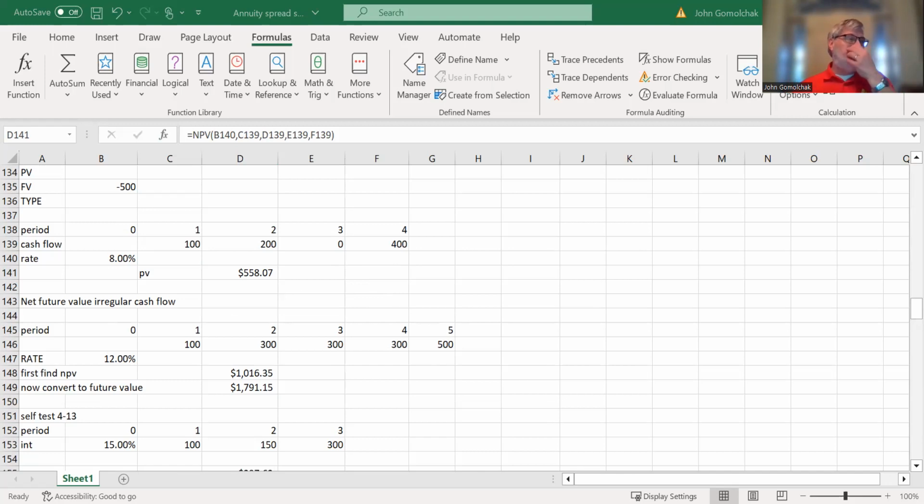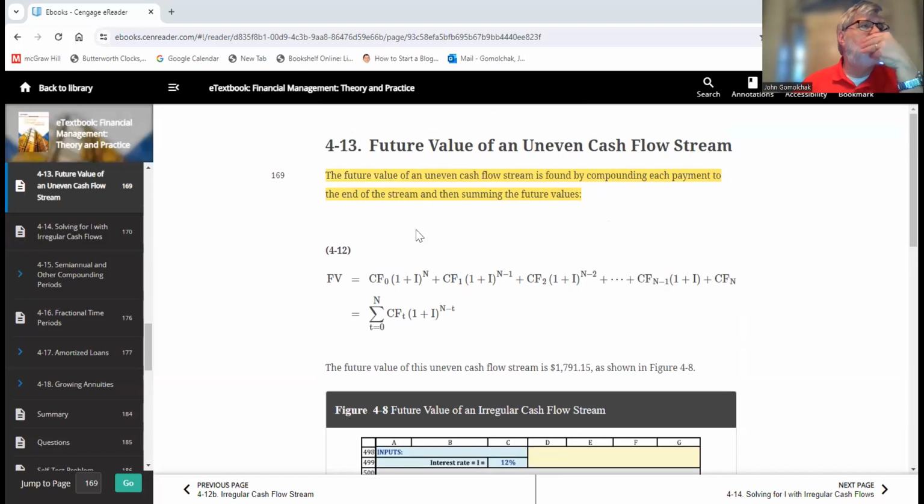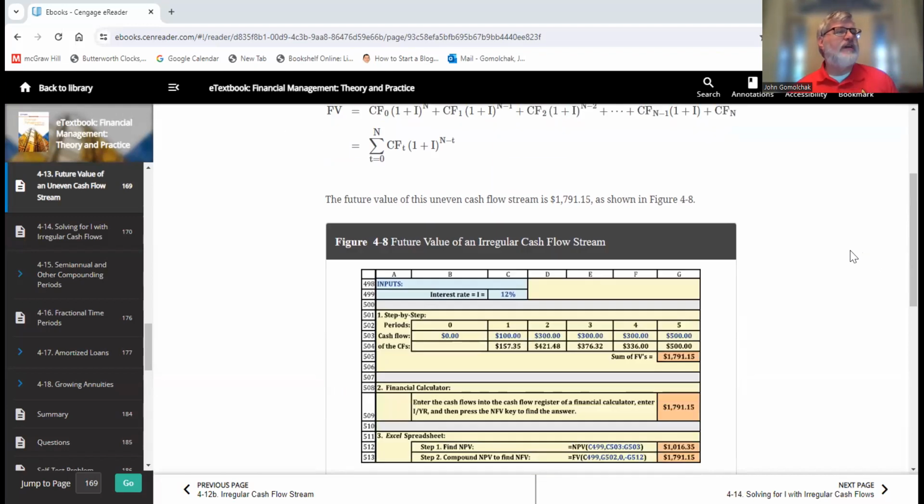Okay, 413, future value of an uneven cash flow. So now we're going to talk about future values. Let's share the book at this point. All right. Future value of an uneven cash flow is found by compounding each payment to the end of the stream and then summing the future values.